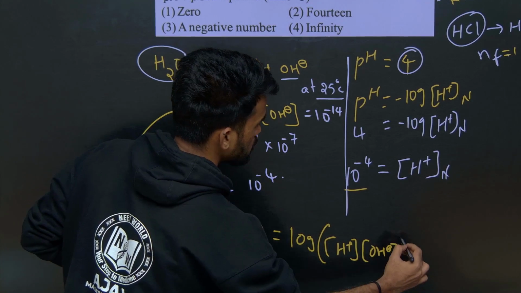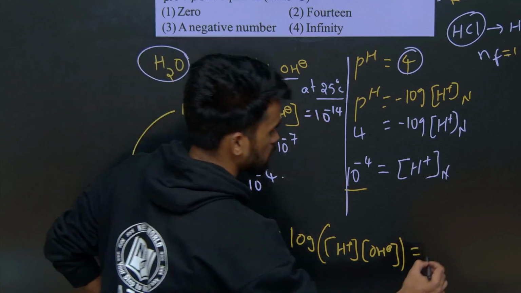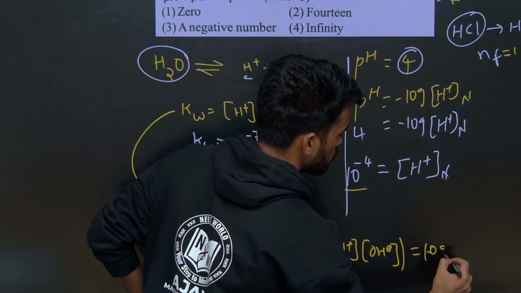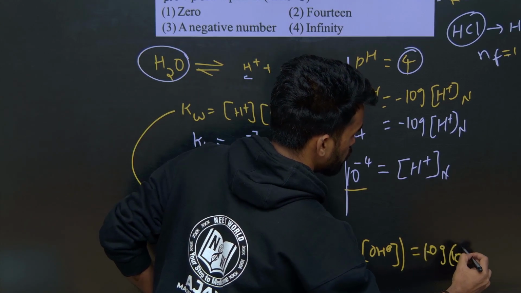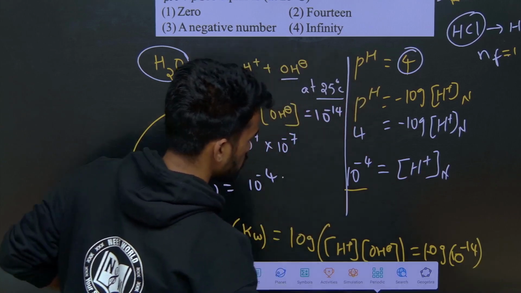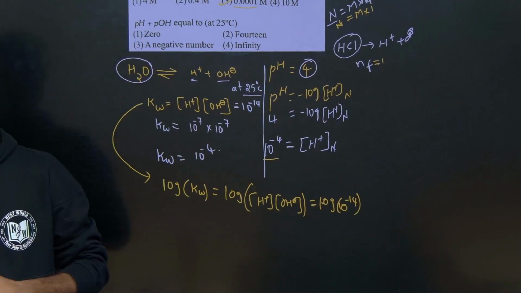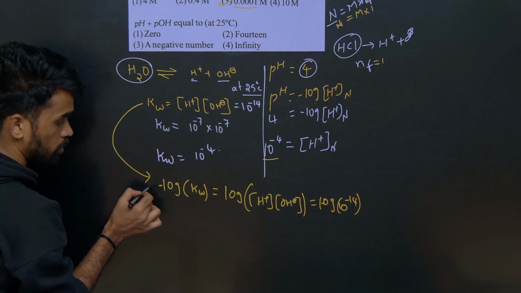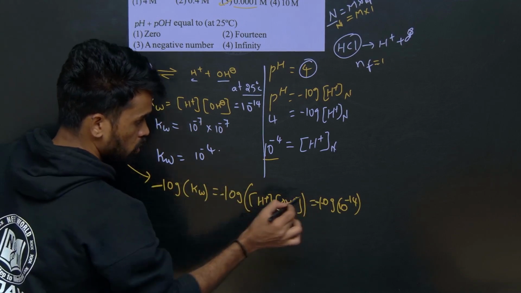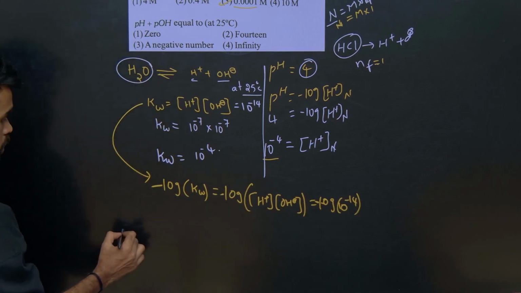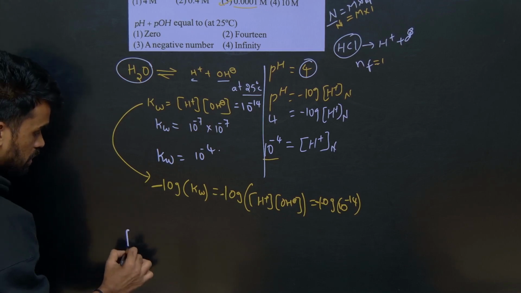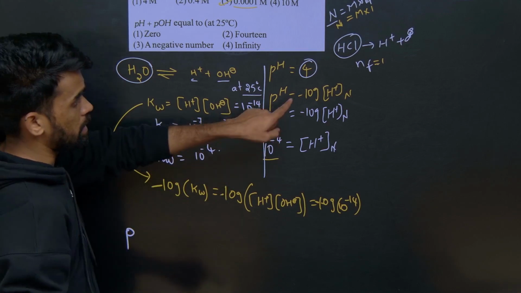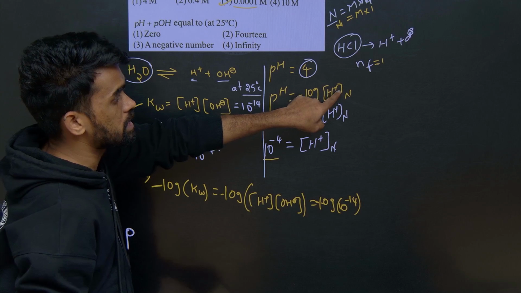Okay, like this we can write. So here also it will become log of 10 power minus 14. So this is what we can write now. Now apply negative sign on all the sides like this. Okay, so whenever we have something like this, for pH, what is the formula we are writing? pH equals minus log of concentration of H plus.